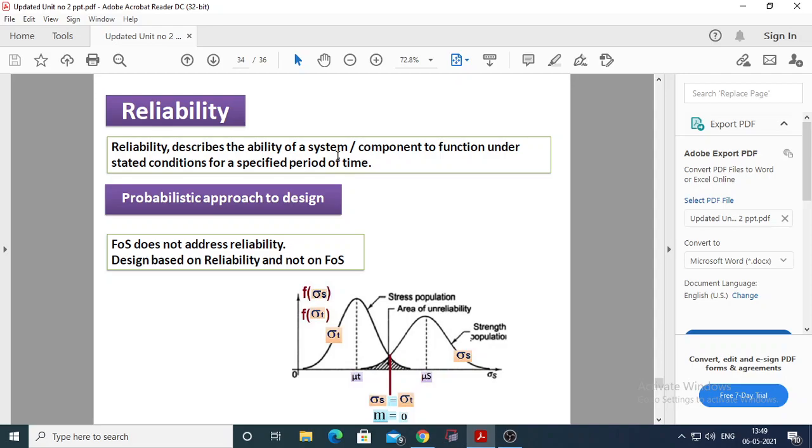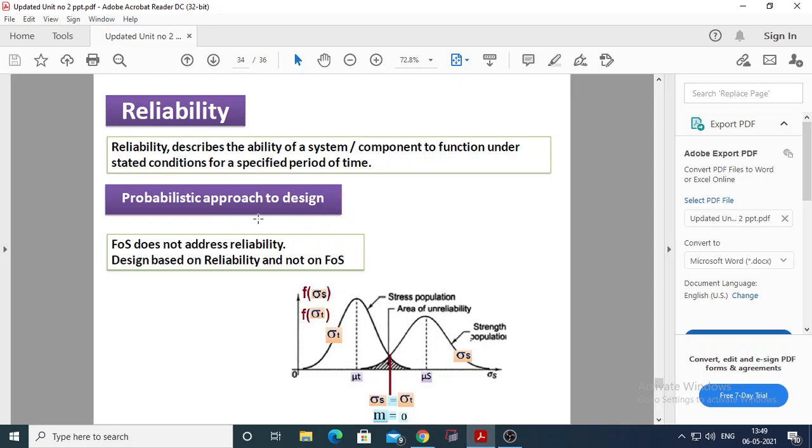What is the meaning of that? Reliability, if you have given 0.95, means that there is a 95% chance that the component will perform its function satisfactorily without failure for a specific period of time. This is known as reliability. You have to check the probability that the component, system or device performs without failure for the given specified period of time, under the specified operating conditions.